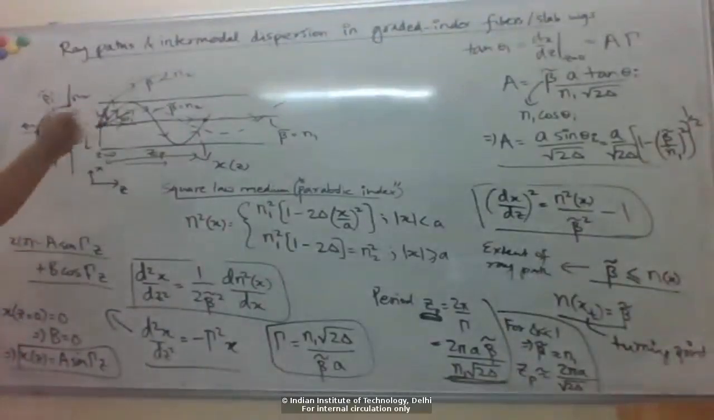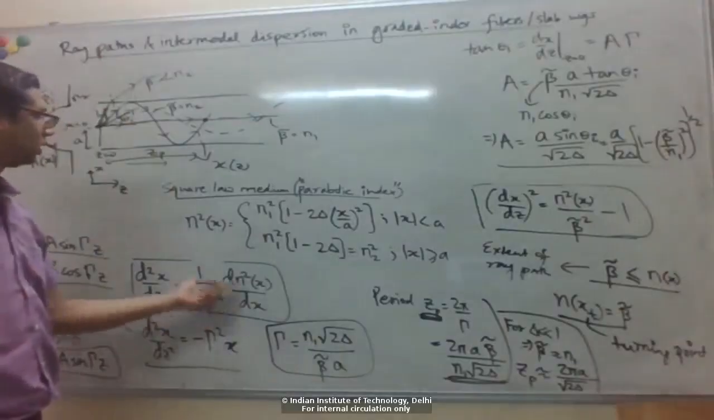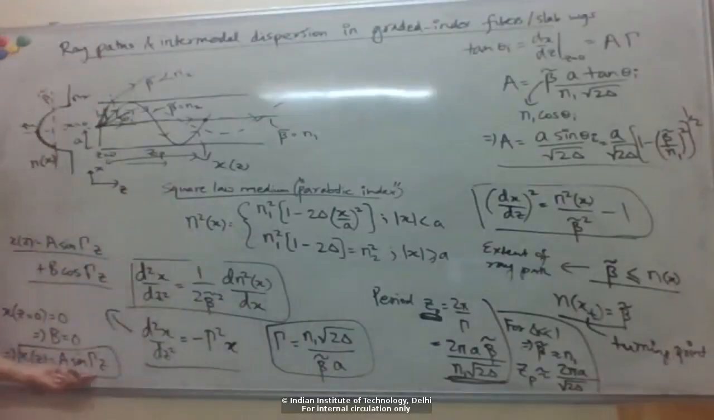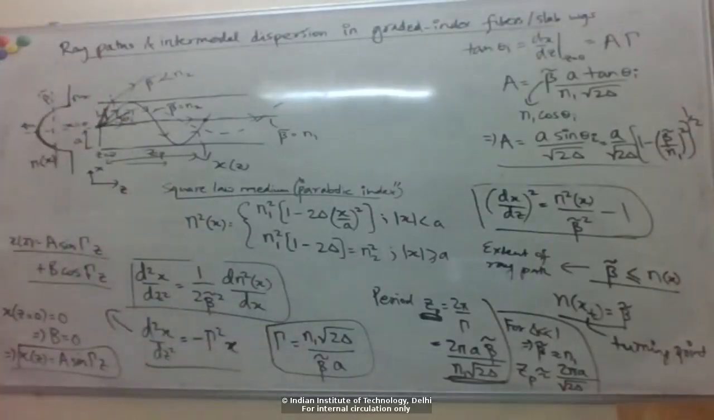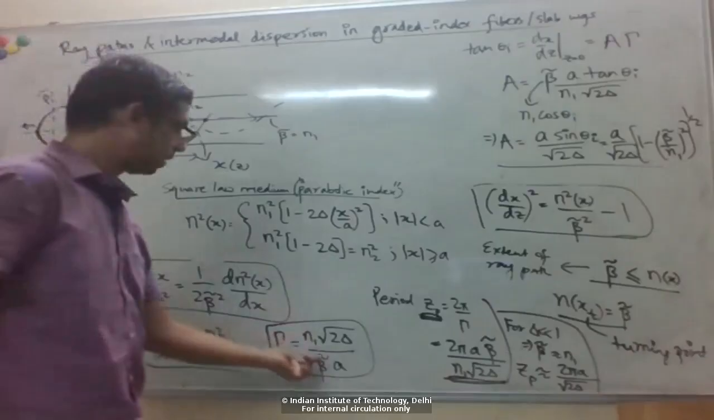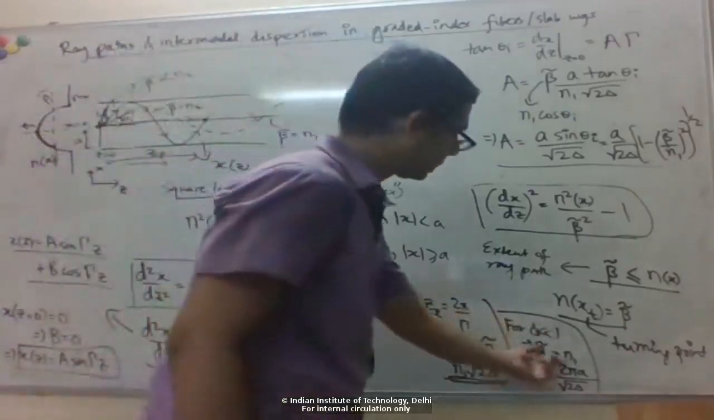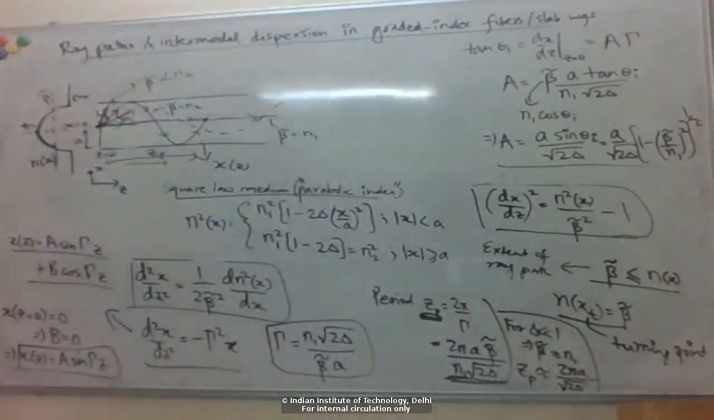So hopefully the ray paths are clear. This is the general ray equation for a general medium. Then specifically for a square law medium, we saw that the rays would follow sinusoidal paths, where the period is determined by the launch angle. If the index difference is very small, then it just depends on the core size and the index difference.